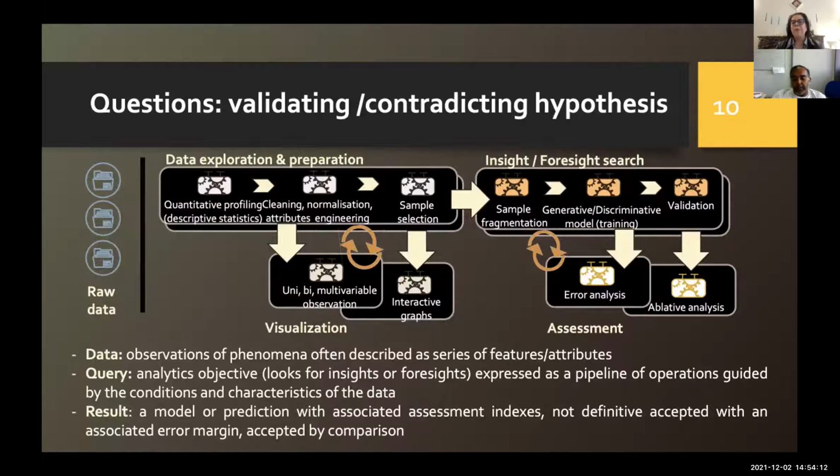The problem is that if we want to answer these questions, the pipeline that we have to implement in order to address them looks like this. Just to get into it, first, I have different characteristics of my data. My data, when I want to solve this kind of questions, are observations of phenomena, often described as series of features or attributes. Challenge one for those that are working with it is that you have a set of columns of entities, and you have values associated to them, and every record is an observation.